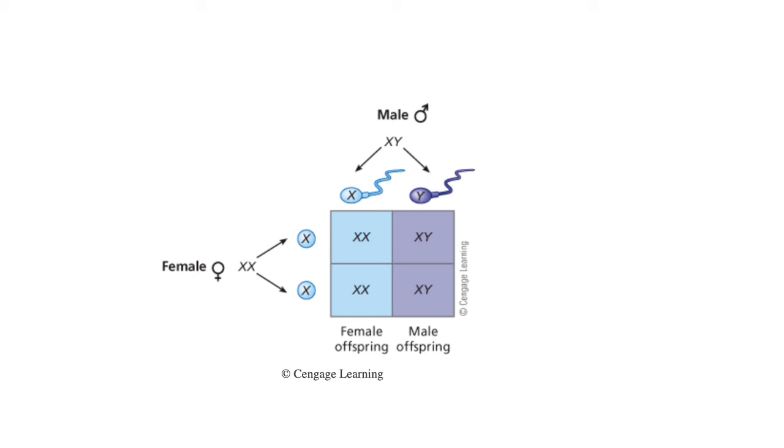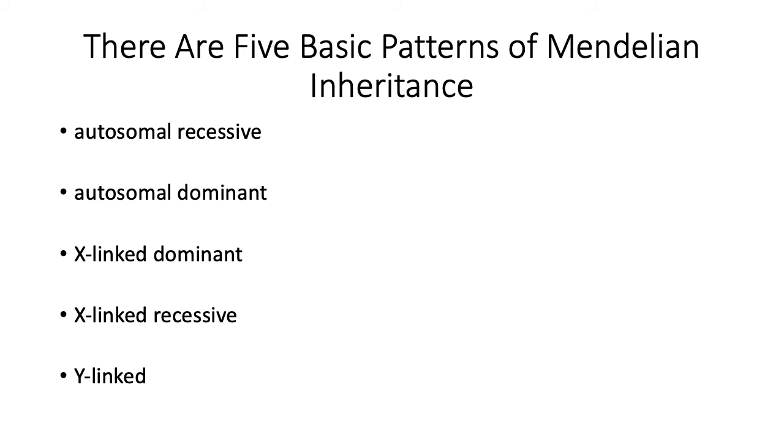And so there are 5 basic patterns of Mendelian inheritance, and that is called autosomal recessive, which is basically a characteristic that is inherited through recessive traits, meaning that you have to have 2 recessive traits in order to express it. And these are on the autosome genes, so that means that this is found on the chromosomes that are not related to the sex chromosomes. Autosomal dominant means that as long as you inherited 1 dominant gene, you will express it.